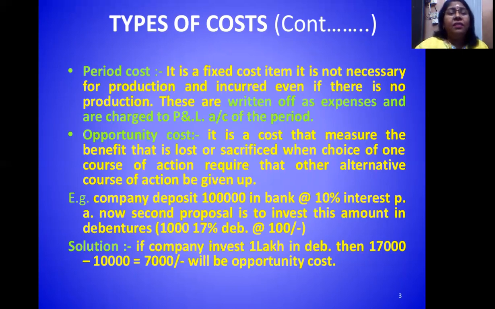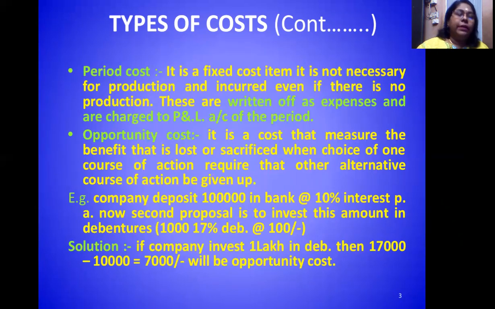I can say very easily, opportunity cost is the opportunity lost. Please look at this example, which I gave in the slide. A company deposits 1 lakh in a bank at 10% interest per annum. Now, the second proposal is to invest this amount in debentures. The debenture rate of interest is given in the brackets: 1,000 debentures, 17% rate of interest. Each debenture value is 100. Look at the solution. If the company invests 1 lakh in debentures, they decided to invest in the debentures.